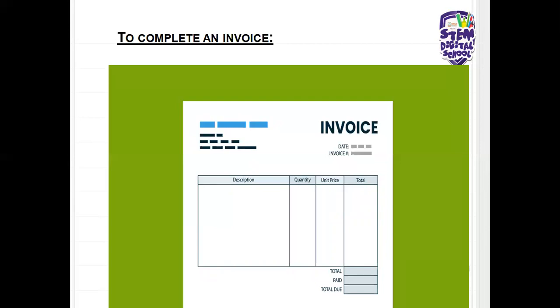And then with description, you're going to list all the things that was purchased on credit, quantity, how much it was, unit price, what it will cost per item. Total price is the total price of all the items. And then you just again add it up.